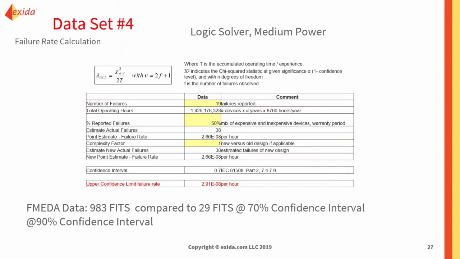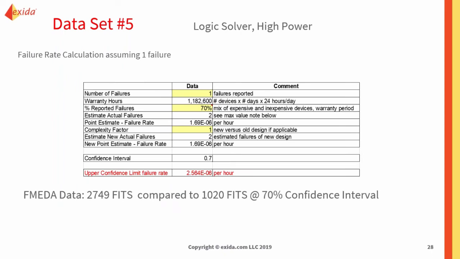Another one, this one's a medium power, so switch it up slightly. So the FMEDA came out less. It is 983 fits compared to 29 fits. This is a lower number, and it fell in between the 70% and the 90% confidence factors. And then finally, we have one more logic solver. It's a high powered, where the field data study came out to 1020 fits and the FMEDA came out to 2700 fits, and that falls in the 70% category as well.